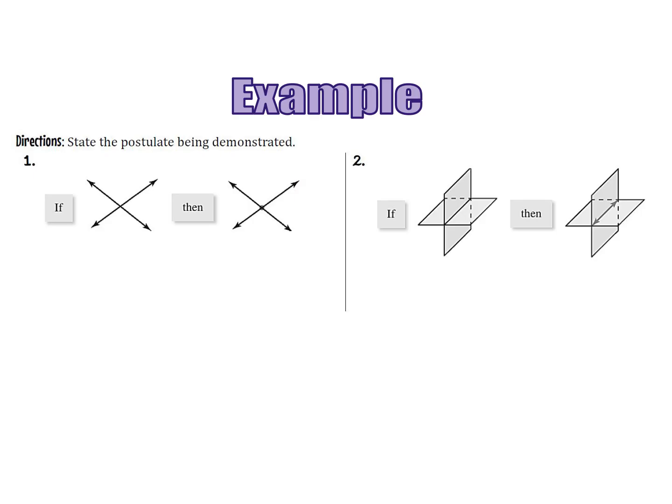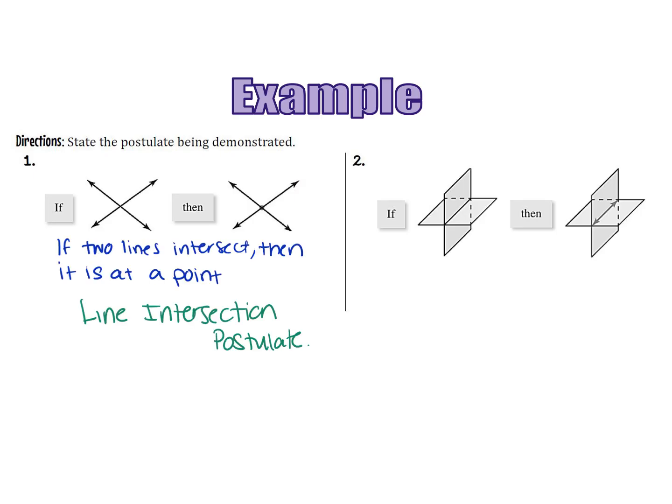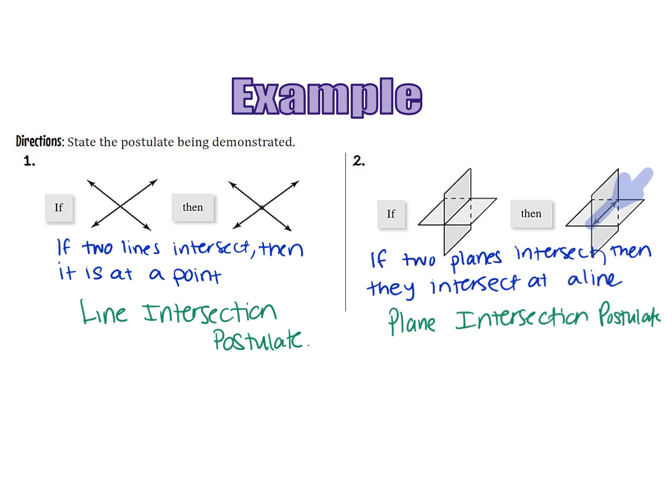All right, number 1 is demonstrating that if two lines cross or intersect, then they intersect at a point, and that postulate is called the line intersection postulate. There we go. And number 2 has two planes intersecting, and it looks like it's highlighting the fact that we have a line where that's happening. So if two planes intersect, then their intersection is a line. That is the plane intersection postulate. Let's look at another visual.